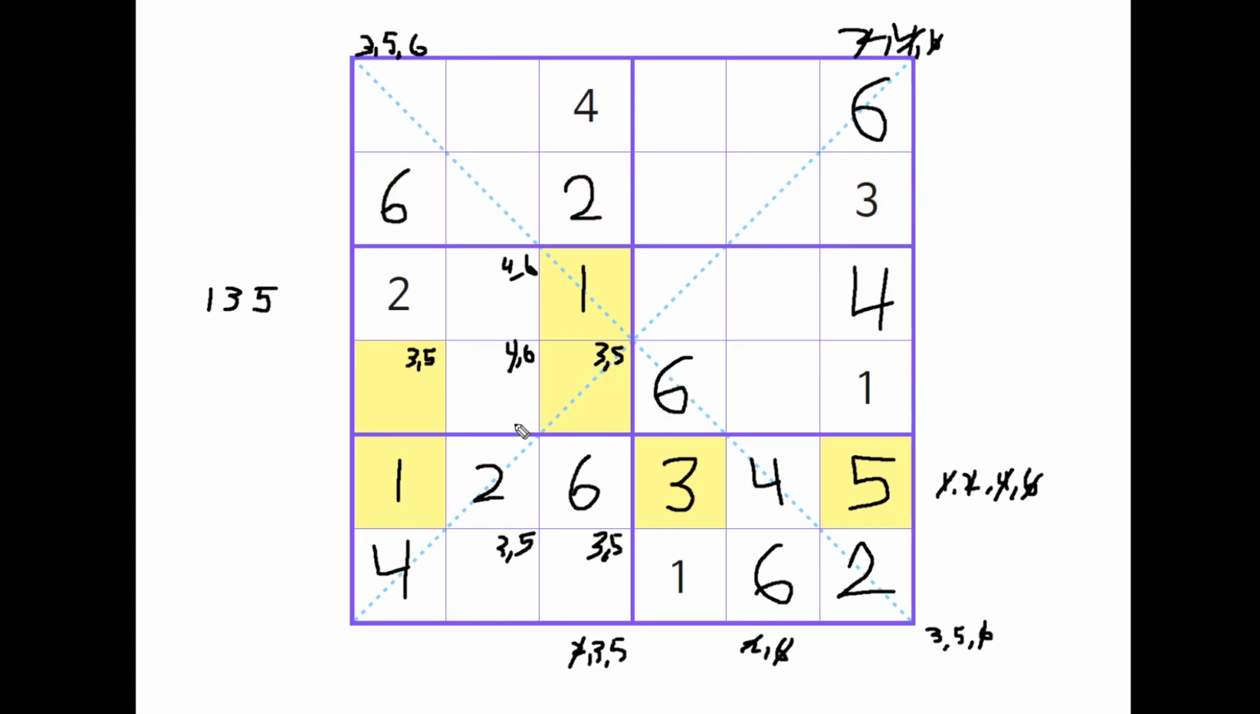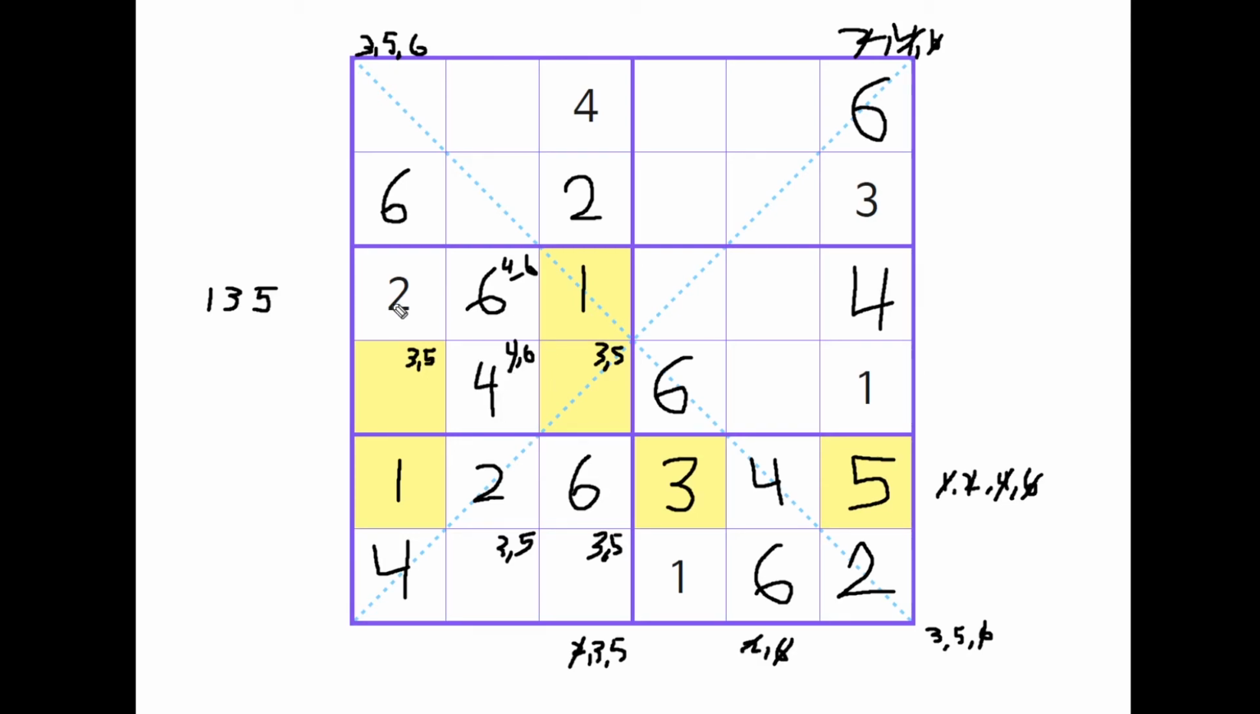Now, if you take a look at the left, we said earlier that this cell or this cell must contain either 4 or 6. Due to the number 6 we just placed in this fourth row, the number 6 in this block must be placed up here. And then by extension, the number 4 fits here.